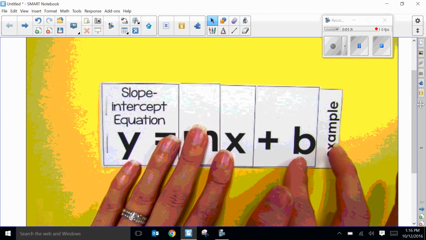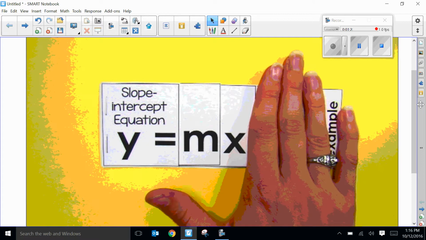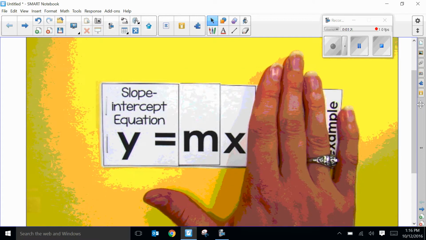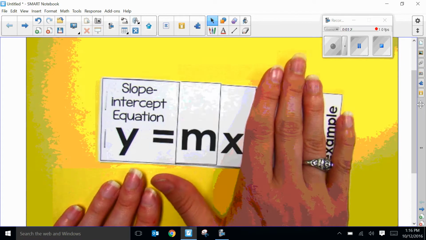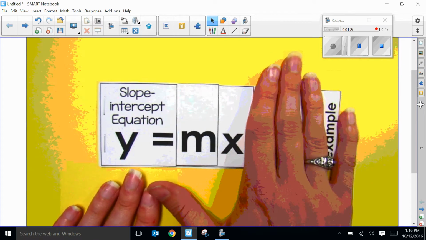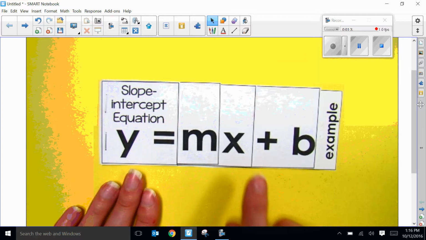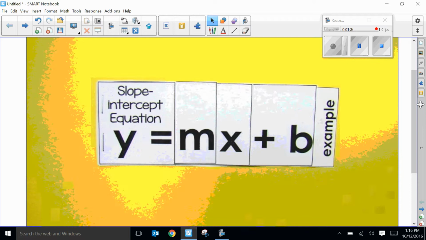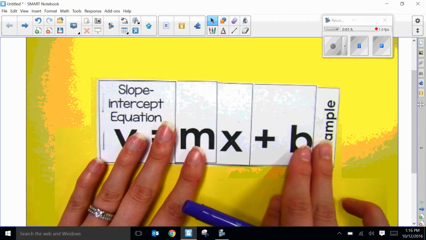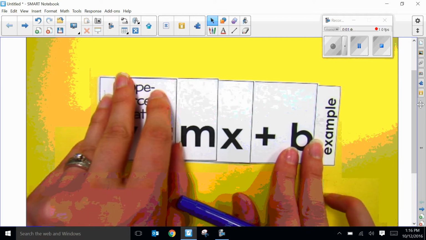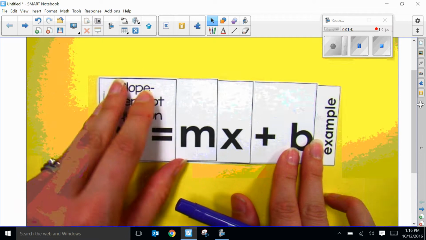Okay, so far we've looked at y equals mx for direct variation, and m, we know what that is, and we know what y is, and we know what x is. So now we're just breaking it down and putting it all together. So today we've introduced b, or your y-intercept. Okay, so this is just a little foldable, and yours is pink, that you're going to put in your notebook, okay?